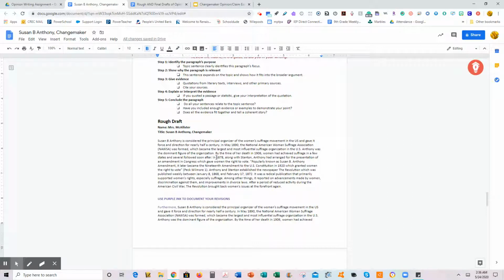By the time of her death in 1906, women had achieved suffrage in a few states, and several followed soon after. In 1878, along with Stanton, Anthony had arranged for the presentation of an amendment in Congress which gave women the right to vote. Popularly known as Susan B. Anthony Amendment, it later became the 19th Amendment to the U.S. Constitution in 1920, which granted the women to vote. And here's your insight.